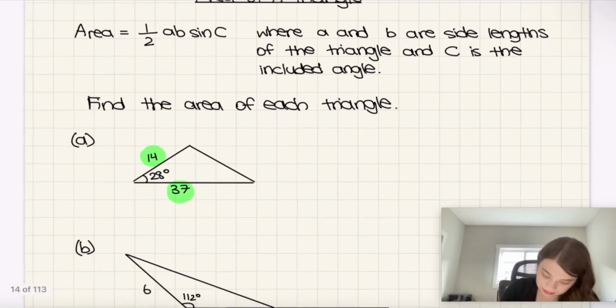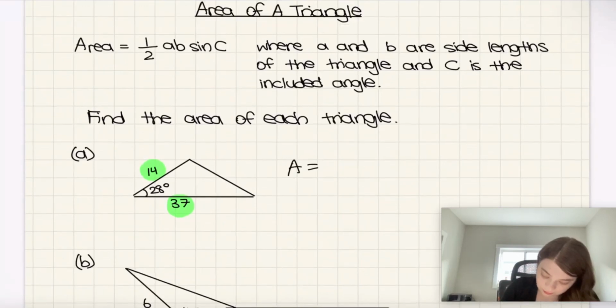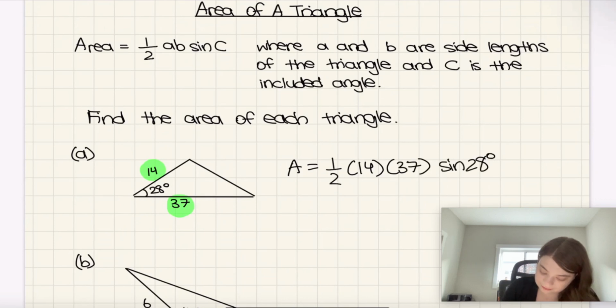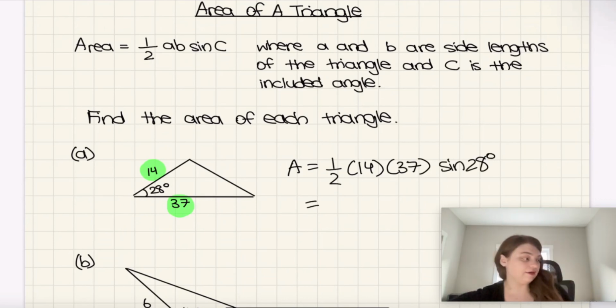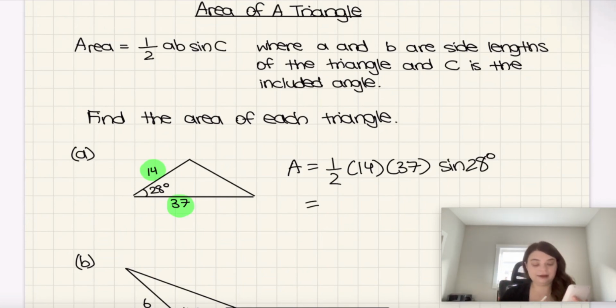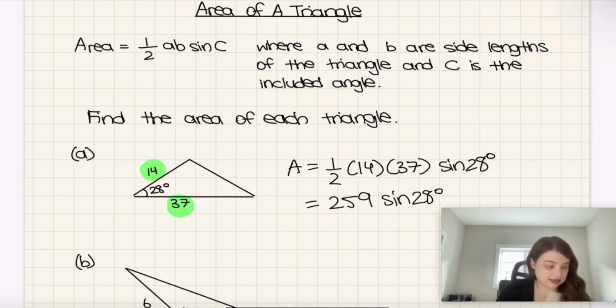Okay, so the area here is going to be equal to 1/2 times 14 times 37 times sine 28. Then for my next step, I'm going to grab my calculator and type in 14 times 37 divided by 2 to get 259. So then we're going to have 259 sine 28 degrees. Okay, and then we're just going to type that in our calculator.